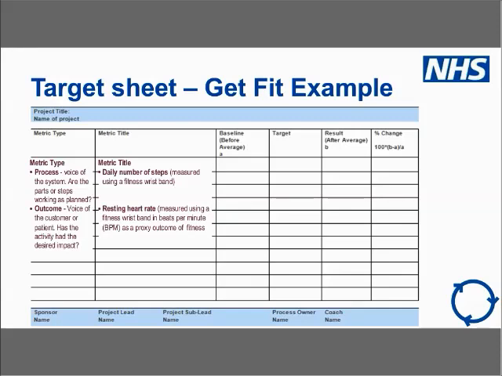So I had 2 metrics, 2 different types. I had an outcome metric, which was my resting heart rate. I had a process metric, which was daily number of steps. We've got my averages here: baseline 6,500, a little bit more, for the steps, and 63 beats per minute. I was aiming to get 10,000 steps in a day and to get under 60 for my resting heart rate.